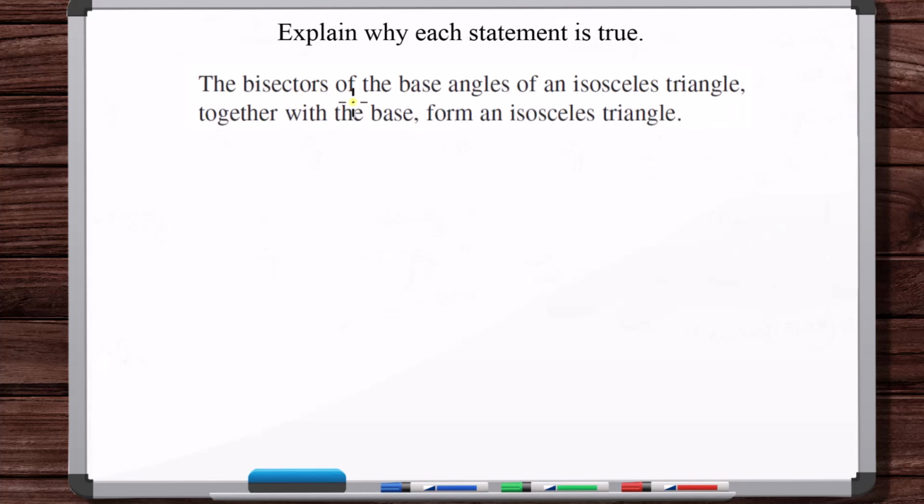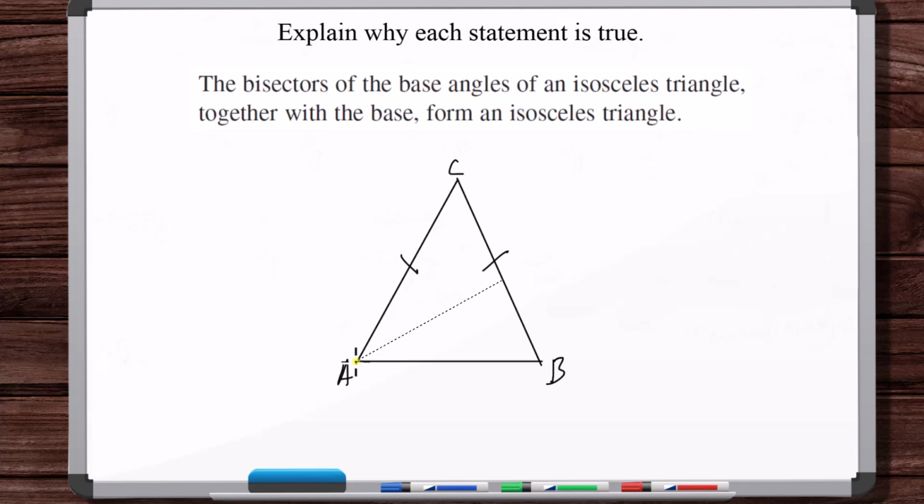Okay, explain why the bisectors of the base angles of an isosceles triangle together with the base form an isosceles triangle. Okay, let's see. So we'll say we've got A, B, C, with C being the vertex angle of this isosceles triangle. So let's draw the bisectors of the base angles, the angle bisectors. So let's try and cut that angle in half. Cut that angle in half. We can go ahead and draw this angle bisector too, which again we know is going to be the median, etc. So we know that these two angles are congruent, and so the half angles are going to be congruent as well.